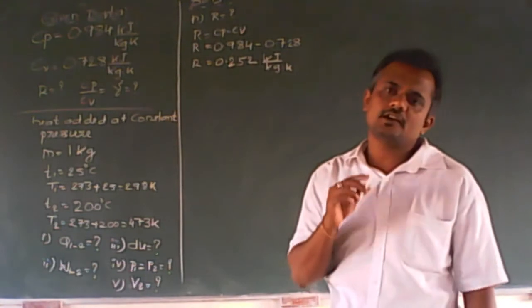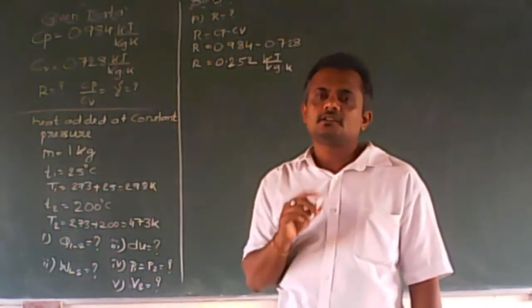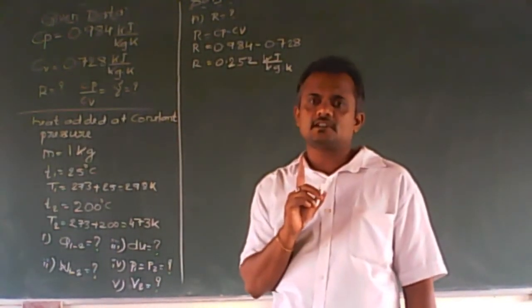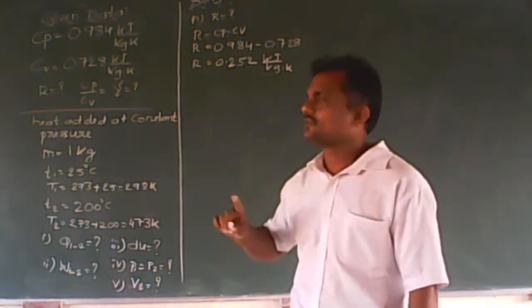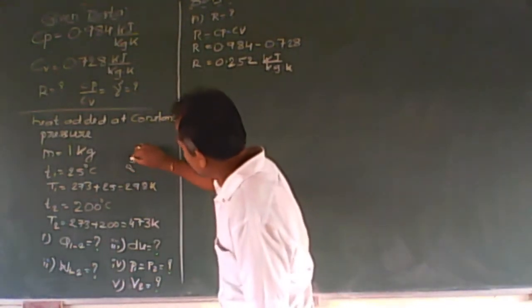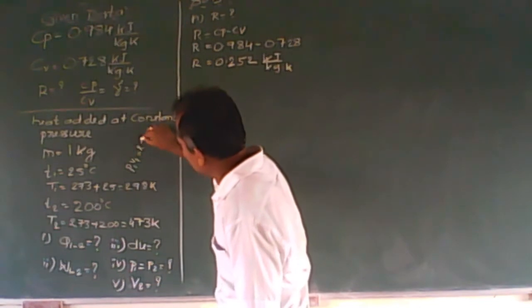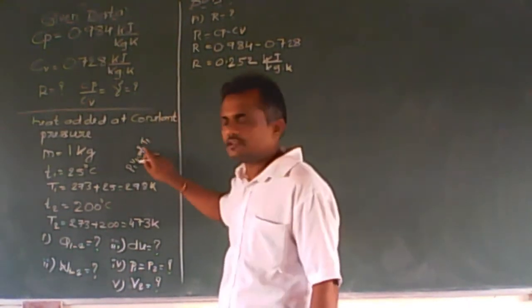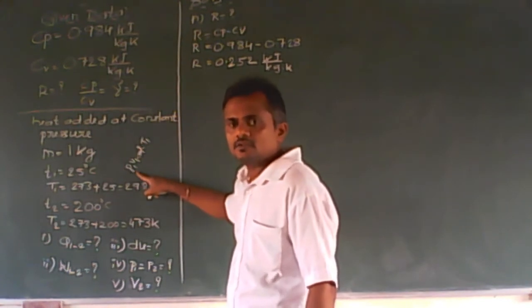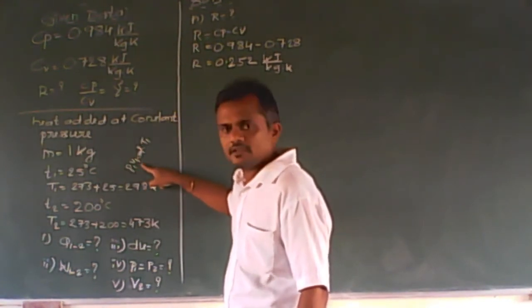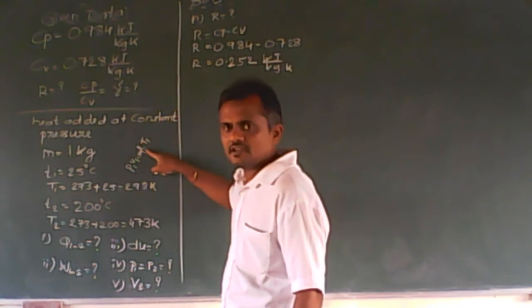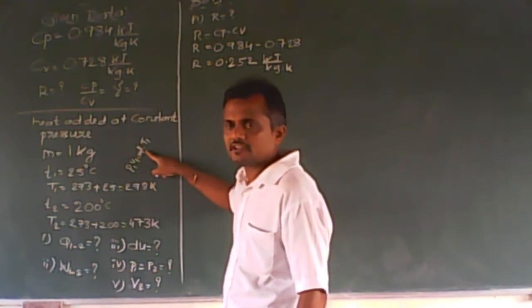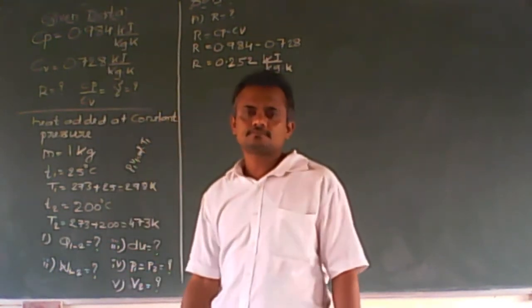Actually, we always keep the value of R in joules per kg Kelvin. Why? Because when we use P1 V1 equals m R T1, here P will be in Newton per meter square, V in meter cube, m in kg, R should be in joules per kg Kelvin, and T1 should be in Kelvin.